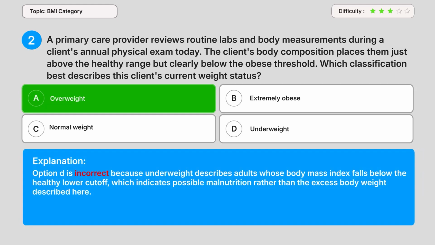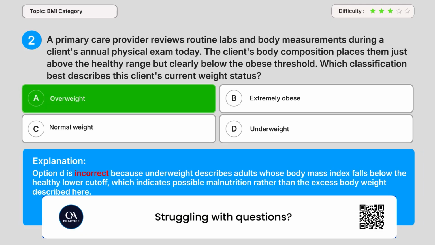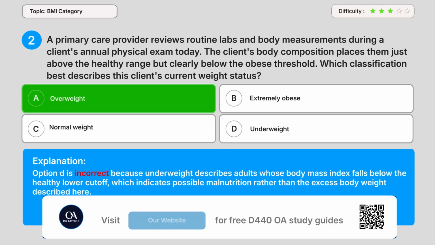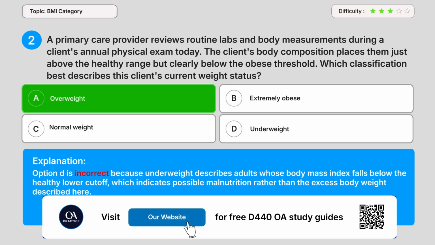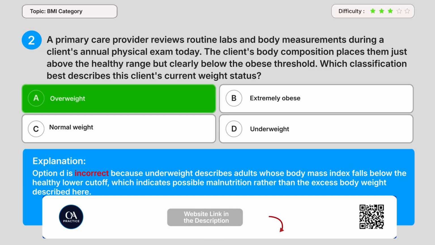Option D is incorrect because underweight describes adults whose body mass index falls below the healthy lower cutoff, which indicates possible malnutrition rather than the excess body weight described here.